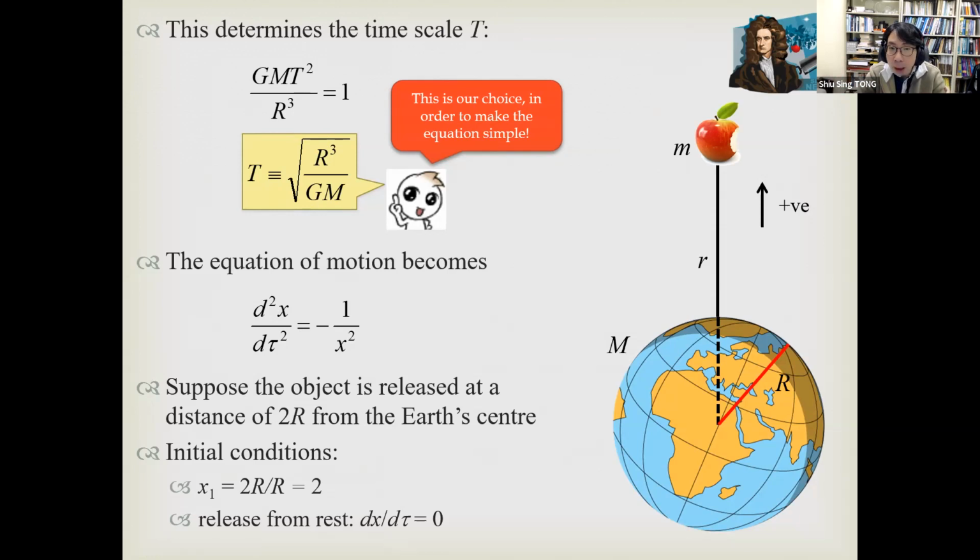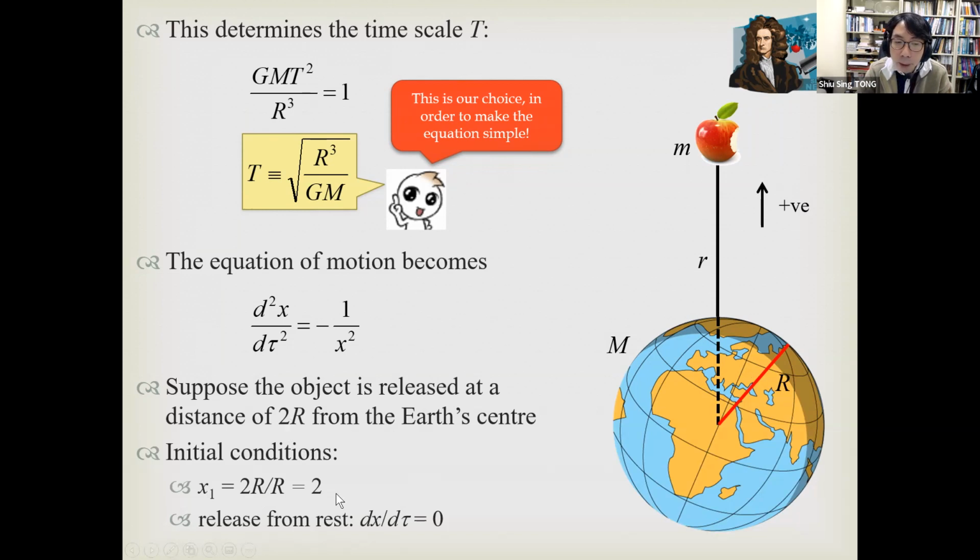Okay. Now let's do the real calculation. How do you proceed with this abstract formula? Suppose the apple is now released at a distance 2R from the Earth center. R is the radius of the Earth, so that means the apple is now released at twice the radius of the Earth from the Earth center. So the initial value of x, which we call x1, is small r divided by big R, but small r is 2 big R, so it becomes 2.